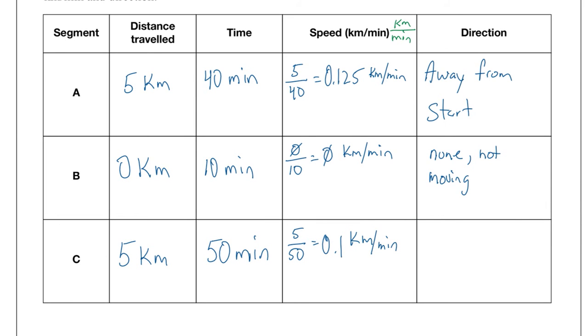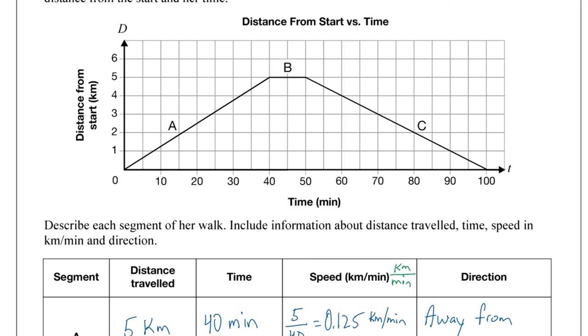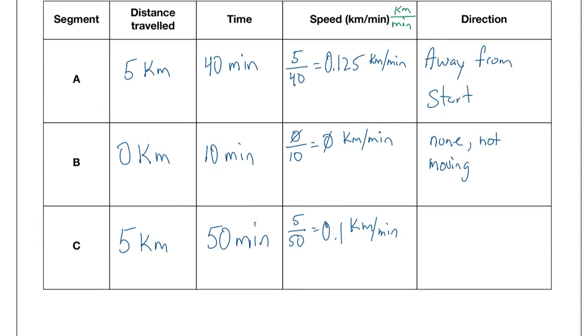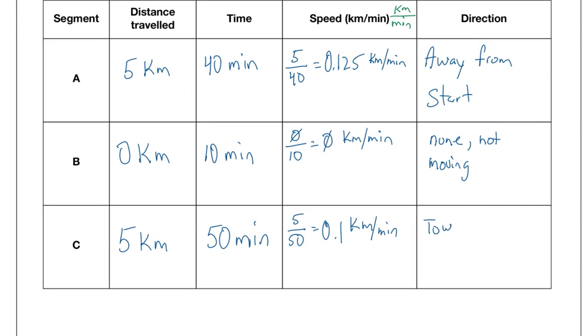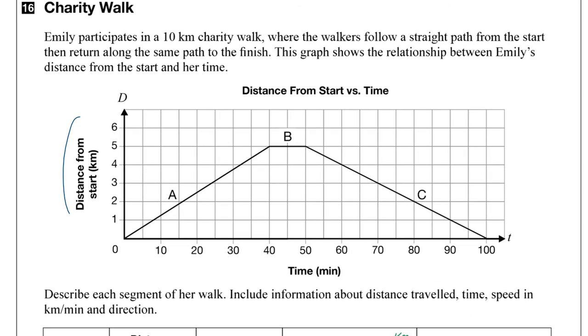Okay. And what about direction for C? Well, their distance from the start is getting smaller and they end up at the start. So their direction is towards the start. And this question could easily be about a home, so away from home, towards home, or from school, or from a store, away from the store, towards the store, anything like that, right? So that's going to be given to you in the question, either in the labels or in the description of the question, or both possibly.